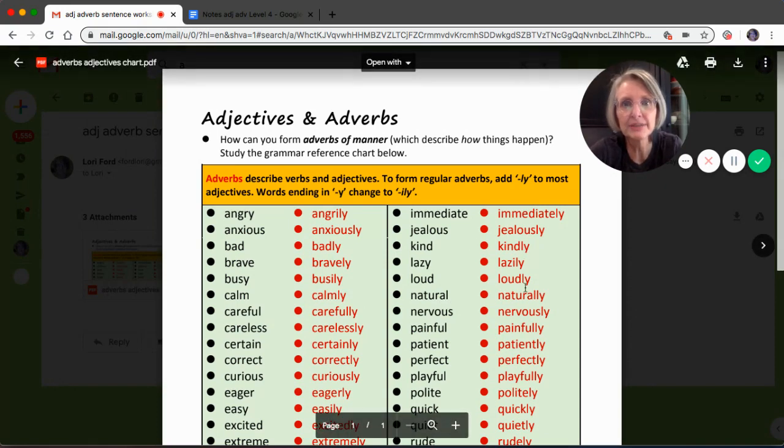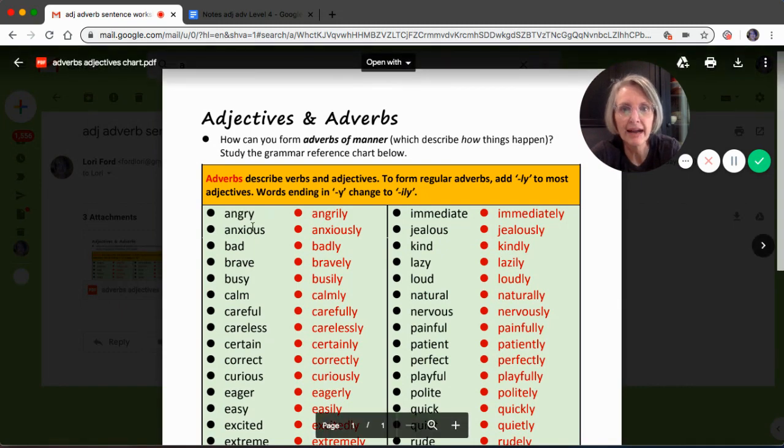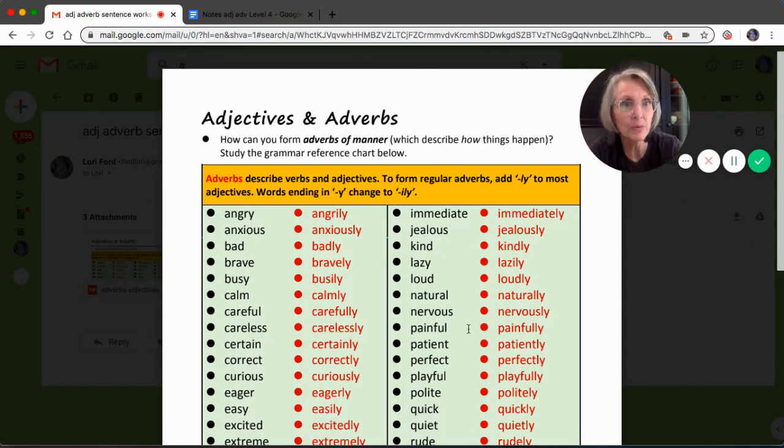And it shows you that you can change an adjective to an adverb by, if it ends in y, you can add ILY. If it ends just like bad, you can just add ly. Or the word brave, you can just add ly. So normally you can just add ly, but if it already ends in y, add ILY.